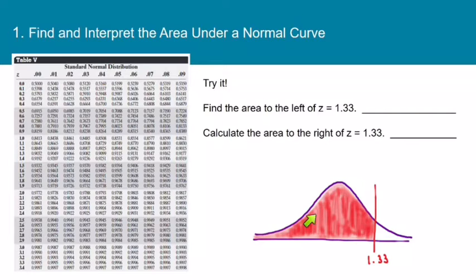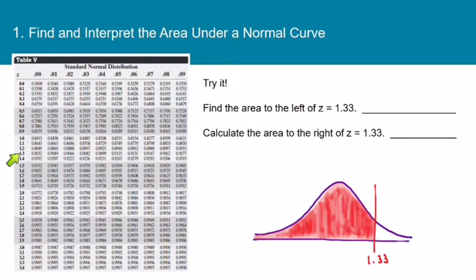So I'm going to shade the entire area to the left of z equals 1.33. Now that's pretty large. I can see that it's more than half of the area. So I'm expecting when I get over here to find an area that's larger than 0.5. In fact, pretty close to 1.